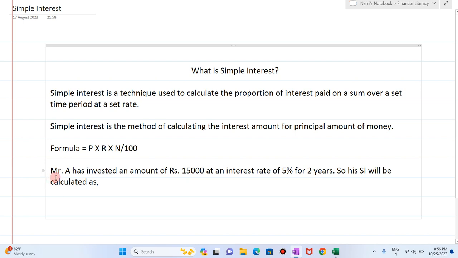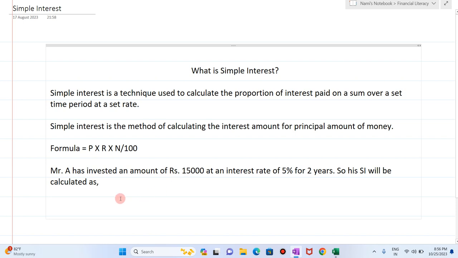Now see here, Mr. A has invested an amount of 15,000. So this 15,000 is the principal. At what rate has he invested? That is 5%. And for how many years has he invested 15,000? 2 years. So to calculate simple interest, the formula is P into R into N divided by 100. P is the invested amount, that is the principal.